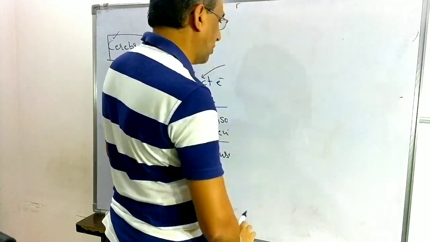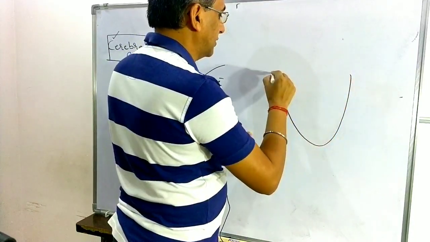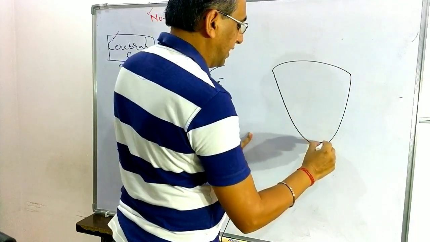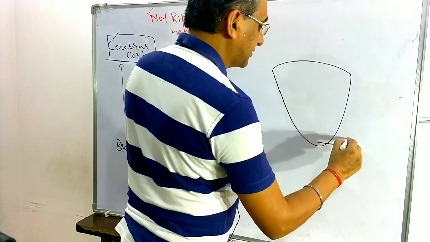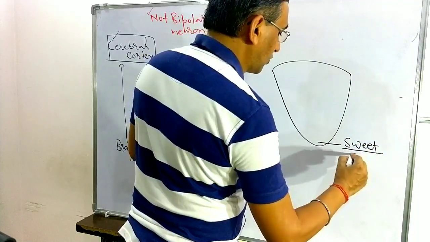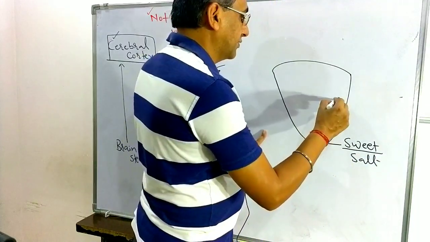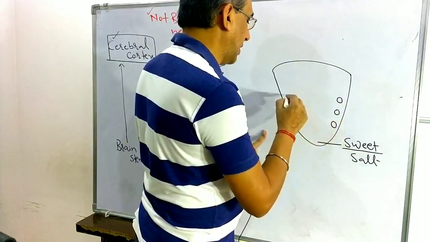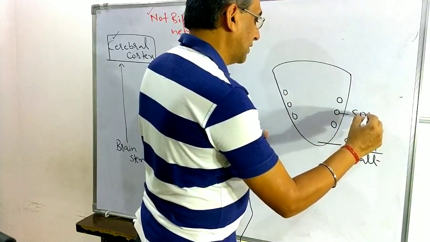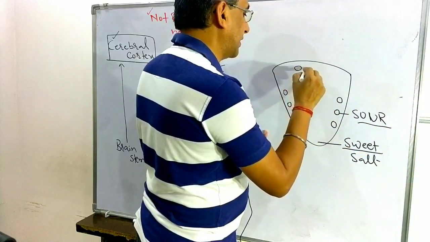When we are talking about the tongue, you have to remember the different types of taste here. The tip of the tongue is related with sweet and salt. Salt and sweet are collected by the tip. On the margins, we are collecting the salt, and on the posterior side, we are collecting the bitter.